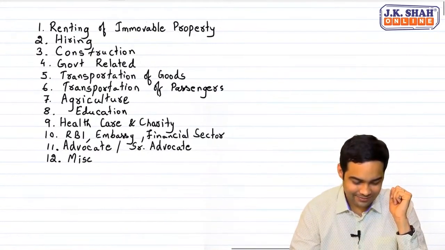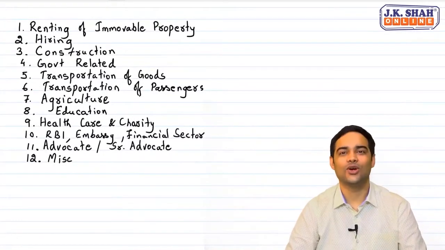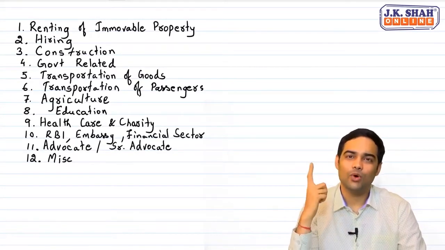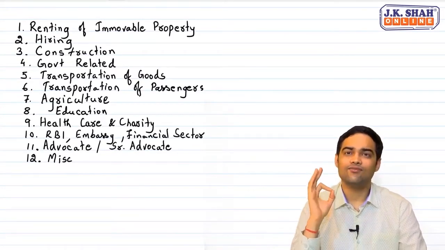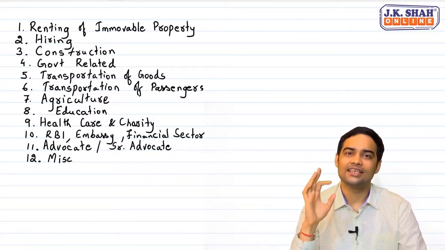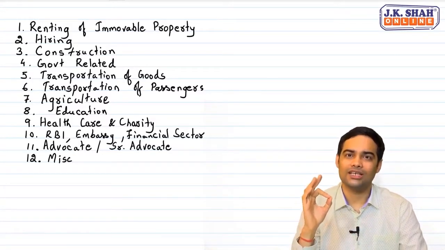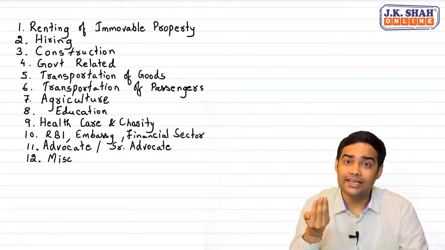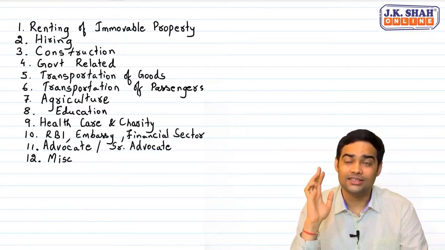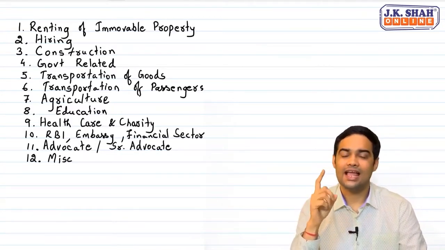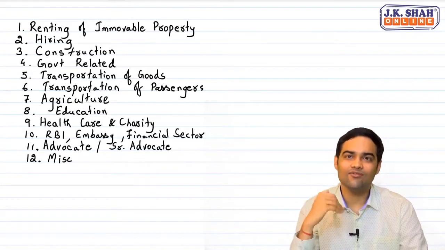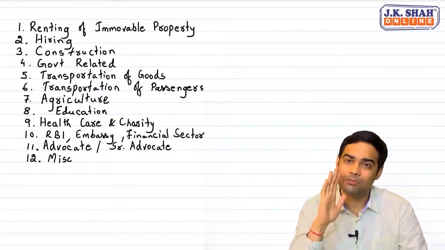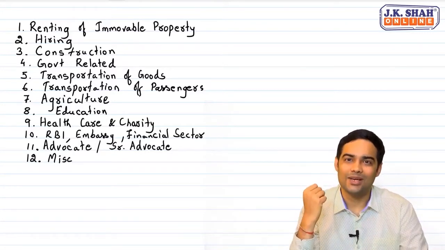Now, these are the sectors which we are going to cover in this video. If you see the first sector, renting of immobile property. The first and foremost thing which you should understand is any renting of immobile property is liable to GST. But there are some rentings which are exempt from GST. What are those? First, renting of a residential dwelling for residential purpose. A residential house let out for residential purpose, GST is not applicable.